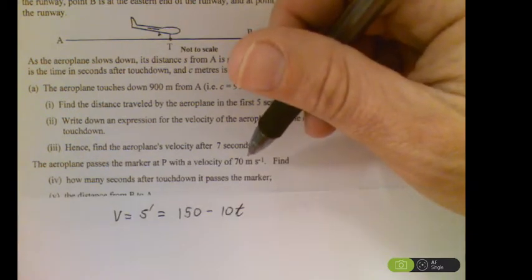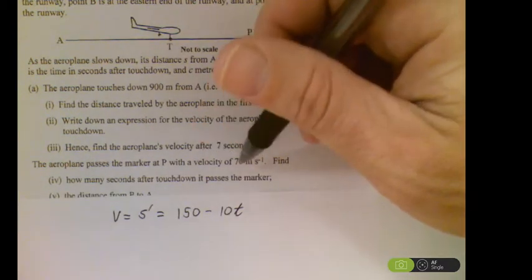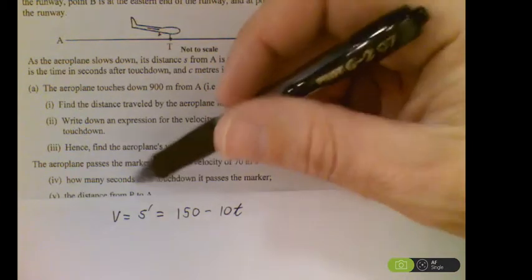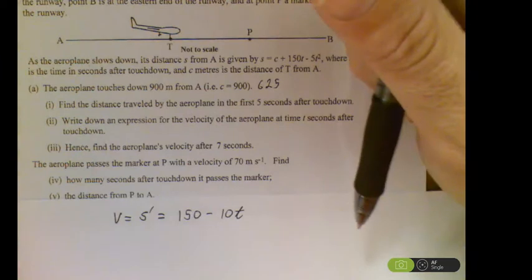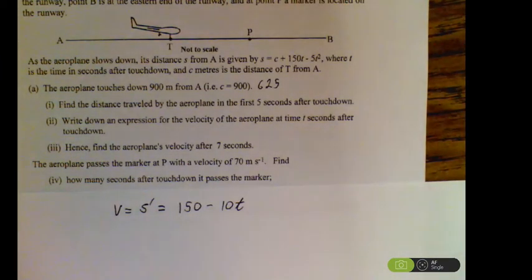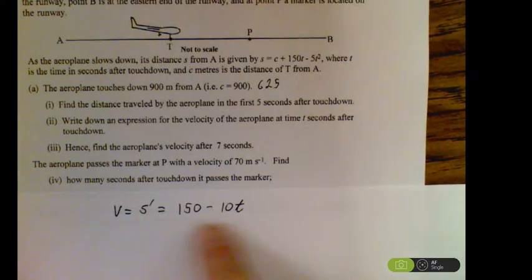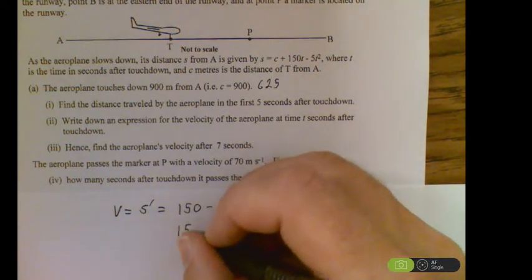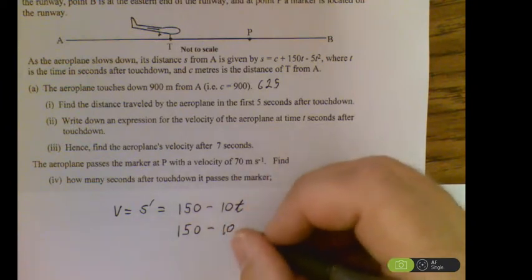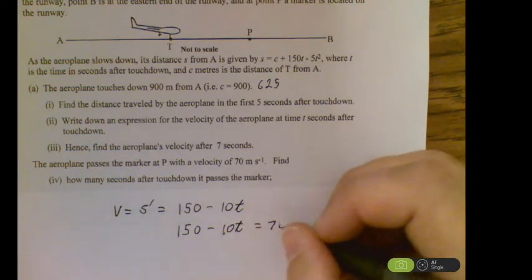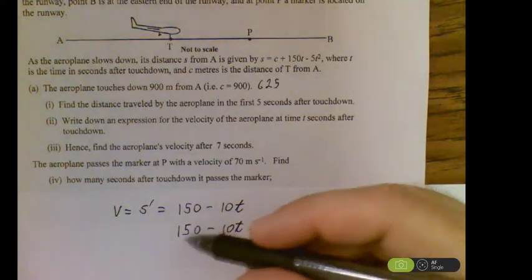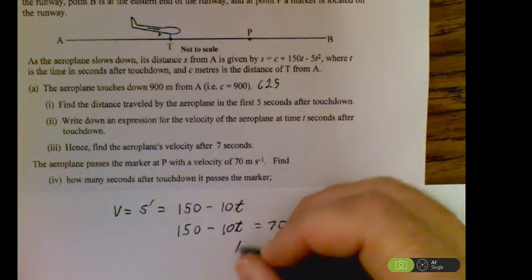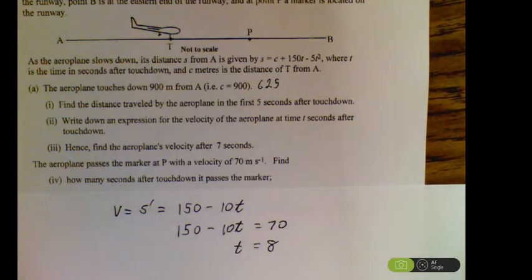So the airplane passes the marker at P with a velocity of 70. Now they're giving us the velocity, so they want us to find how many seconds after it passes the marker. We can say that the velocity equals 70, and we're just solving for t. So taking our velocity function, setting it equal to 70, we can solve for time. Subtract the 150, you get negative 80 divided by negative 10, and you get 8 seconds for that.